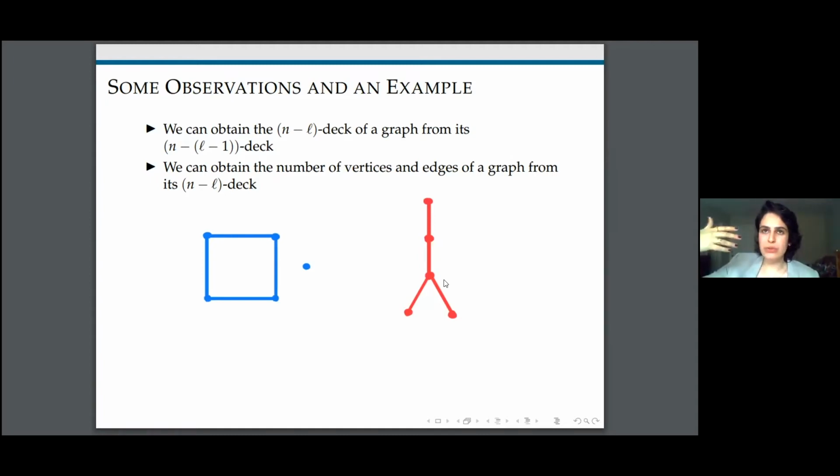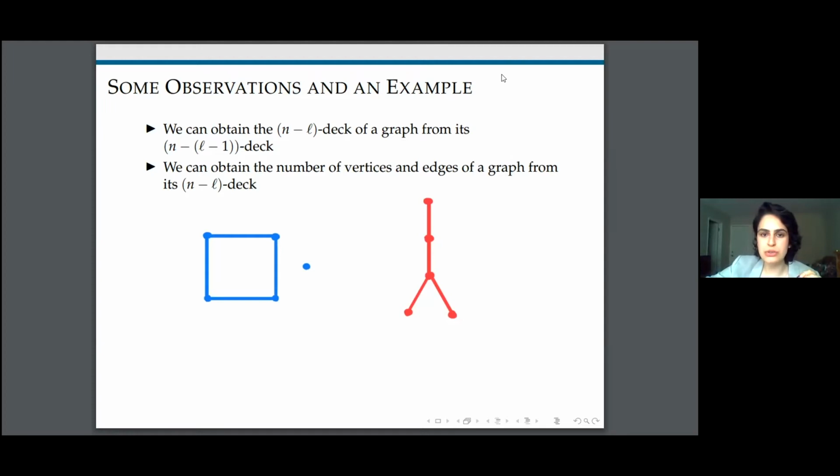If you think about the deck of the graph where every induced subgraph in it has two vertices, that deck gives us the number of edges. So basically, we can usually reconstruct the number of edges by looking at whatever deck we're looking at.